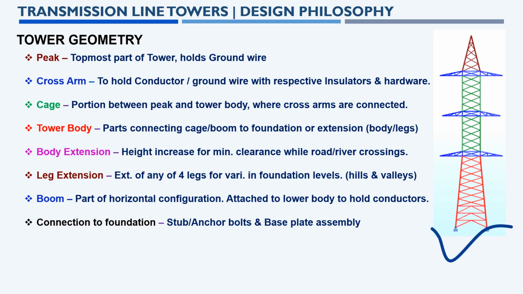Suppose my transmission line tower is located like this, whereas the ground for one leg, the right side leg, is at a higher ground level, and the left side leg is also at a higher level, whereas there is some gap to be filled. For that, leg extension is provided only for the leg which is to be matched to the ground. This brown color frame is called leg extension.